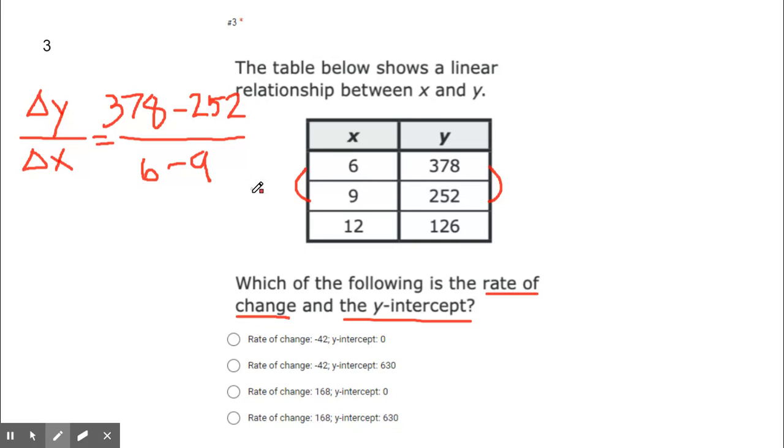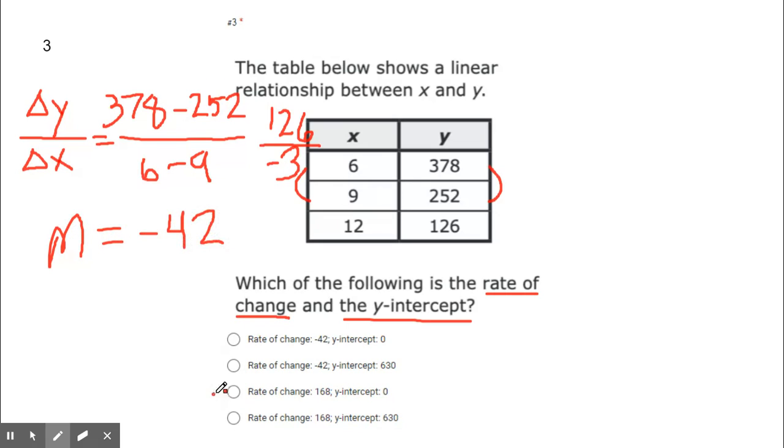All right, and then I work that problem out. So 378 minus 252 is 126. So I get 126 for the top of how much the y changed. And then 6 minus 9 is -3. To figure out what the rate of change from that is, I've got to simplify. 126 divided by -3 equals -42. So the slope equals -42. It's what that is simplified.